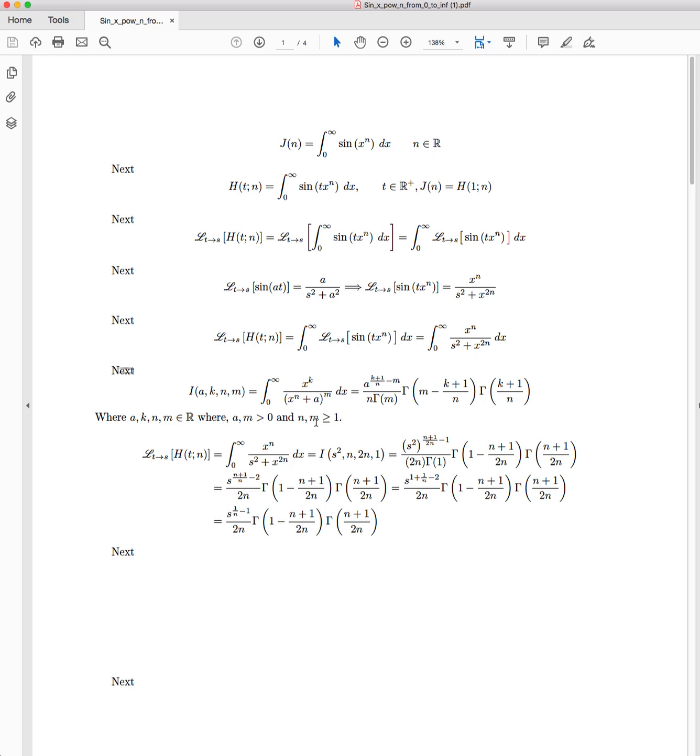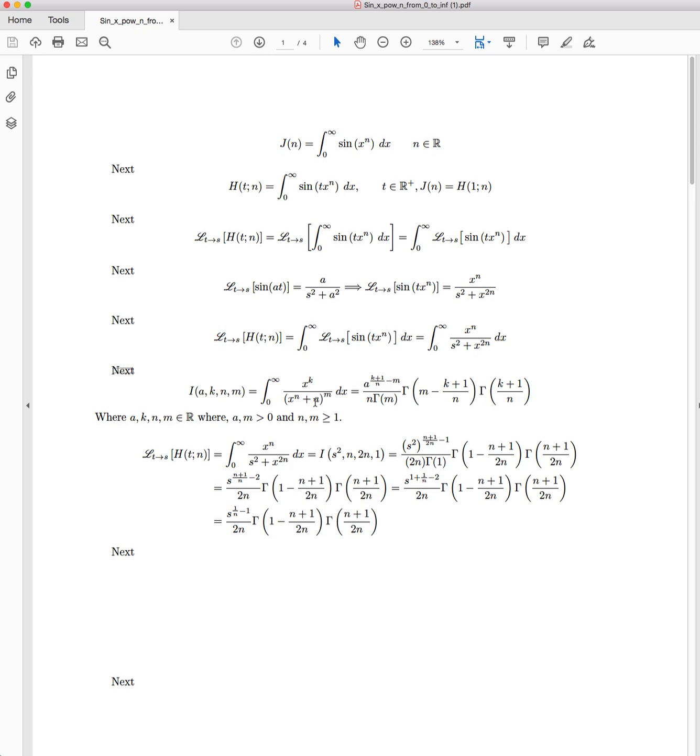Okay, so in our situation here, we just need to take our form and put it into this form. This obviously is just one form of this integral. So the Laplace transform of h of t, semicolon n, which is equal to this, is what we had here. So let's compare with what we have here. The first value here that we're going to examine is a, and we've got a is equal to s squared, which is what we've got here.